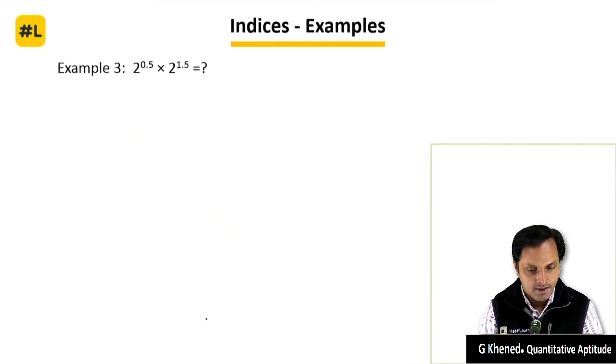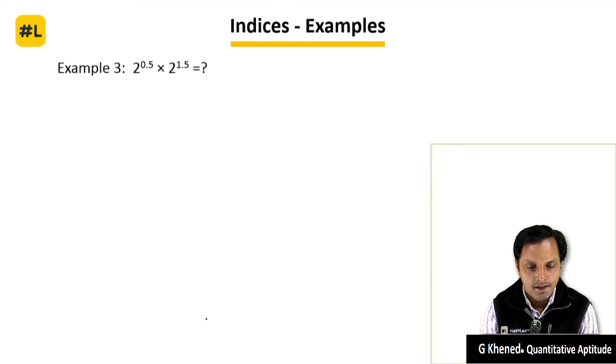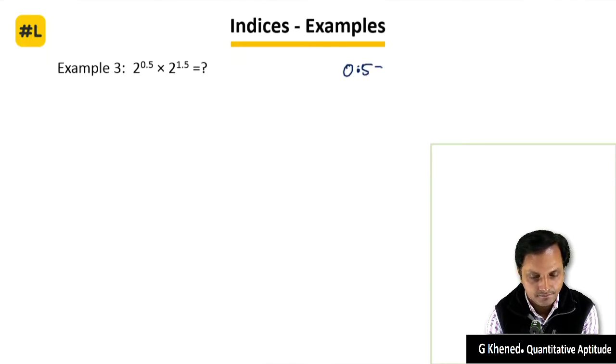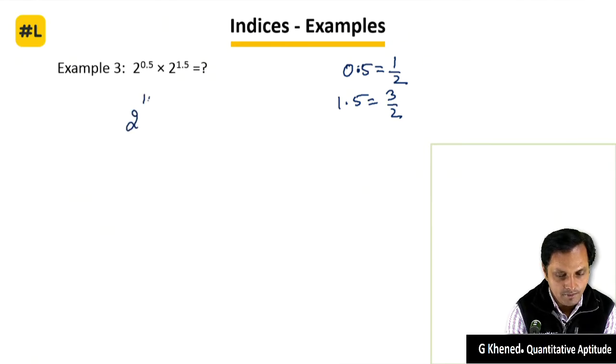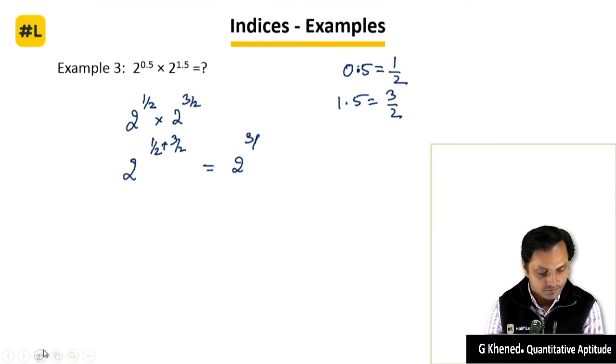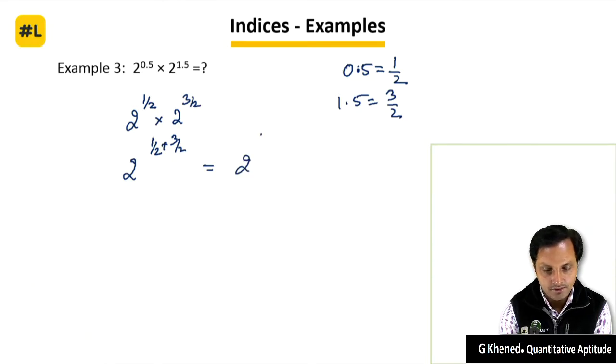Okay, let us solve some examples. Here are the examples. 0.5 you can write it as half, and 1.5 you can write it as 3 by 2. So what happens? 2 to the power 1 by 2 into 2 to the power 3 by 2, that should give you 2 to the power 1 by 2 plus 3 by 2. If you add, 3 plus 1 is 4 by 2, the power will add and that will give you 2 to the power 4 by 2, and that will be simplified to 2 to the power 2, which is nothing but 4.